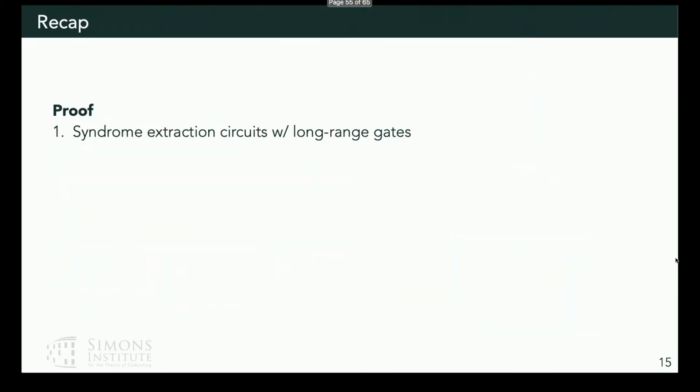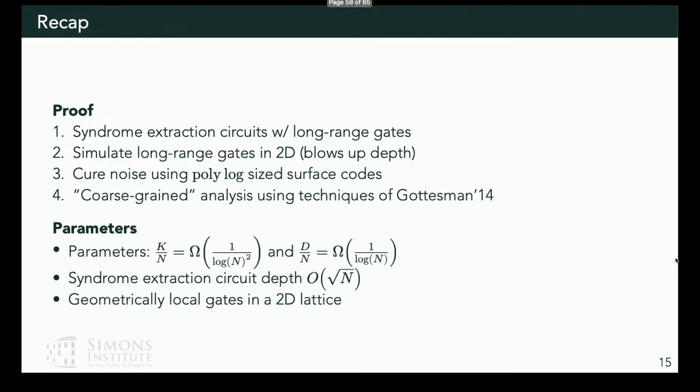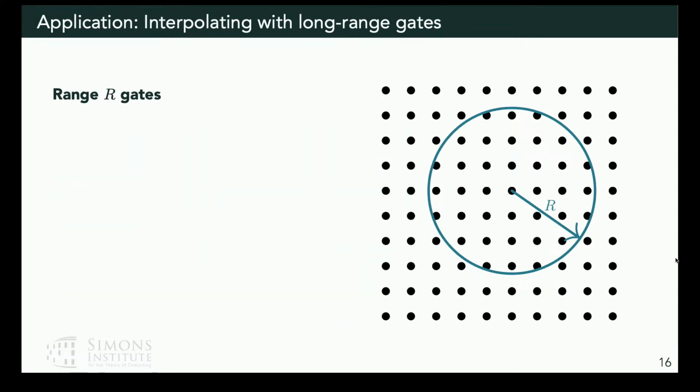And just to recap, we had some syndrome extraction circuits with our long-range gates. We simulated the long-range gates in 2D, which cost us this depth blow-up. And then we cured the noise that appeared using these polylogarithmically sized surface codes. So we had a coarse-grained analysis using some techniques from Gottesman's 2014 constant overhead paper. And we got these parameters, and we had a local implementation. So I want to end with two nice extra bits.